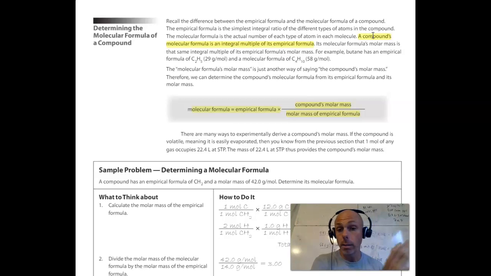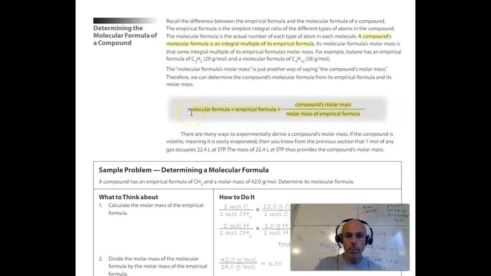Like earlier, when we were looking at that quick check, we saw when you go from a molecular formula to an empirical formula, you're dividing by the largest number into which all those go. Well, if you go the other way, we just need to figure out what to multiply that empirical formula by. How many times bigger is the molecular formula than the empirical formula? Down below it shows us what the equation is to do that.